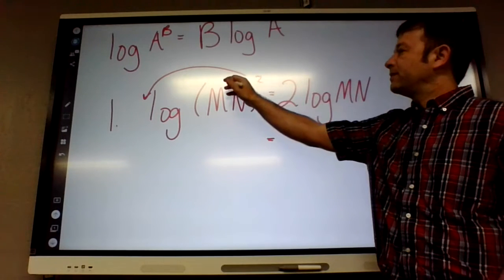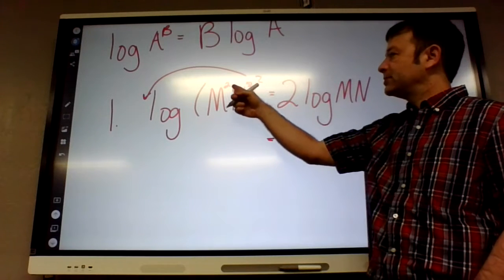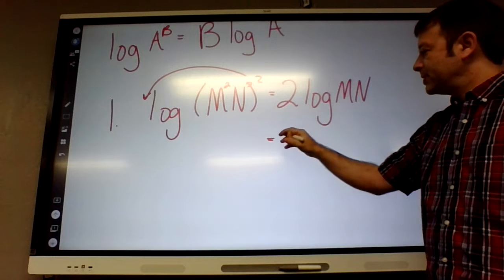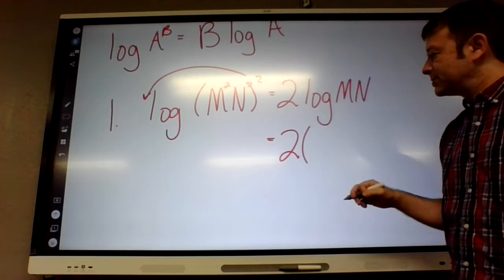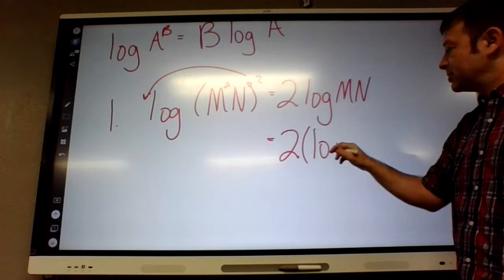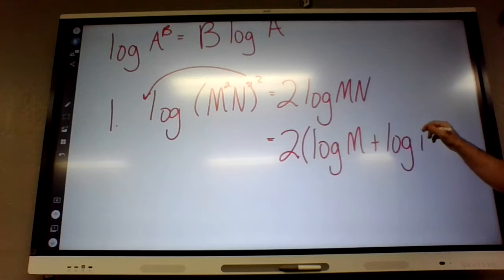Or I could have thought of it like this, the 2 goes in front of both of them because it's on both of these. The book actually wrote it like this, 2 times, and then they split up. So log of m plus log of n. 2 log of m plus 2 log of n. That was law number 1.